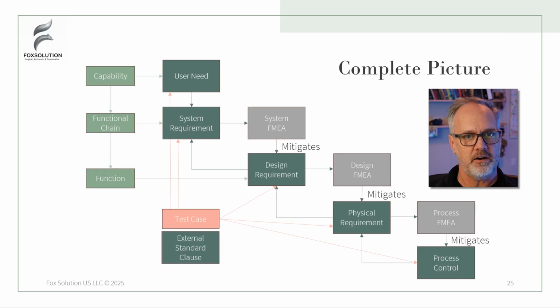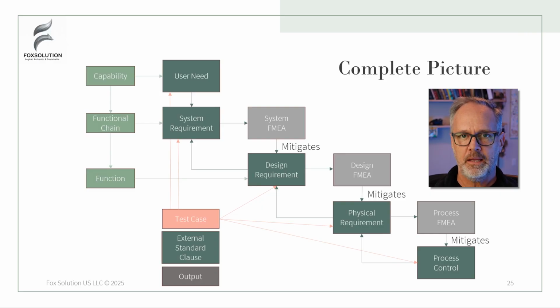We have external standard clauses. We'll talk about those more next week, but essentially, what are these external standards and what requirements do they place on the design? And then we have parts or outputs of the design that are needed to show what is going to be the device under test that we utilize in the test case to provide that evidence. So we need to understand how this is related to the physical design as well. So that's the complete picture.